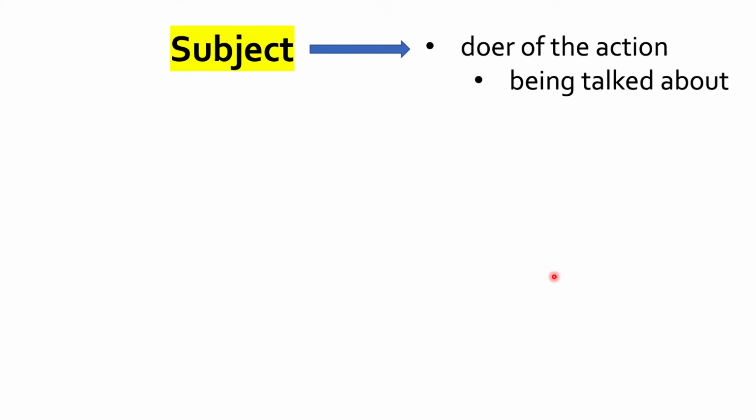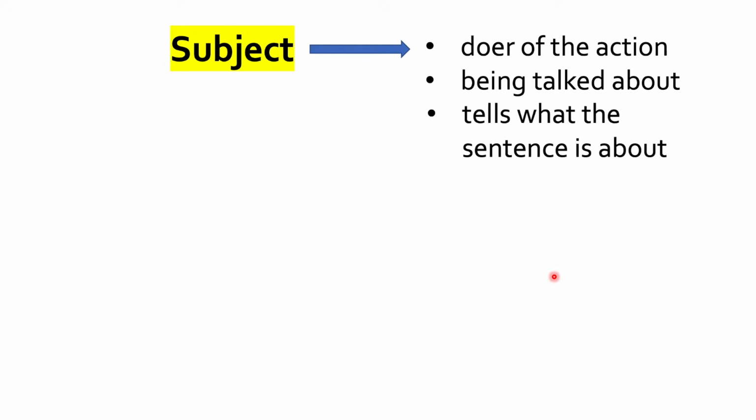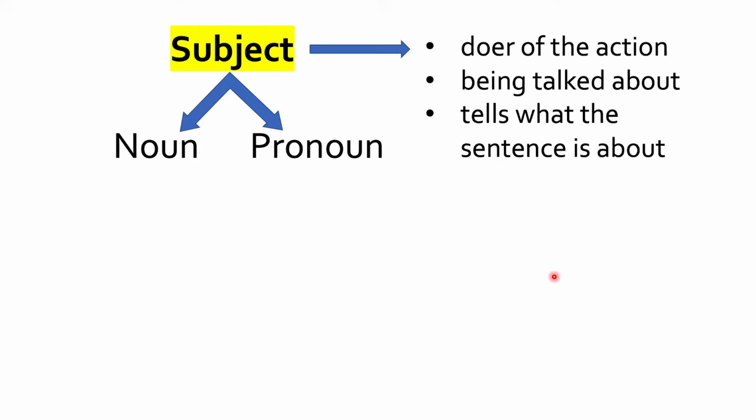Alright, now let's talk about the subject. This is the first important part of the sentence. What is a subject? It's the doer of the action. It's what's being talked about. And it tells what the sentence is about. It could either be a noun or a pronoun.